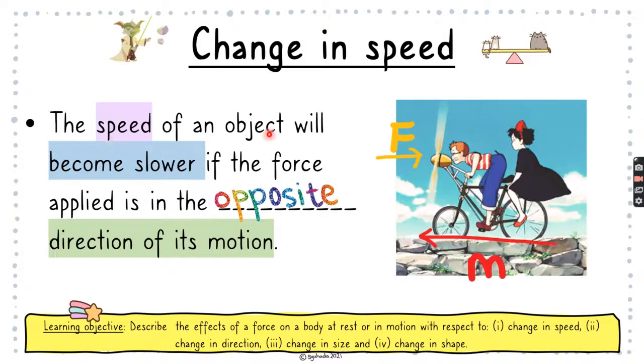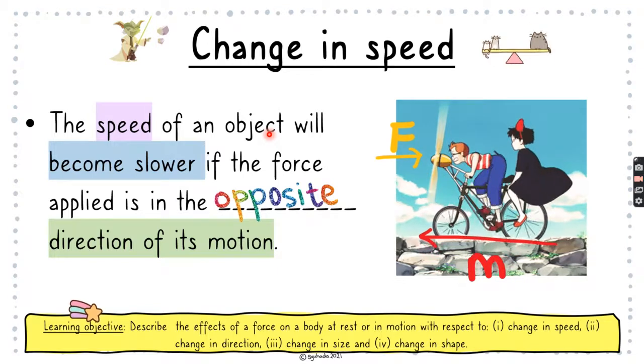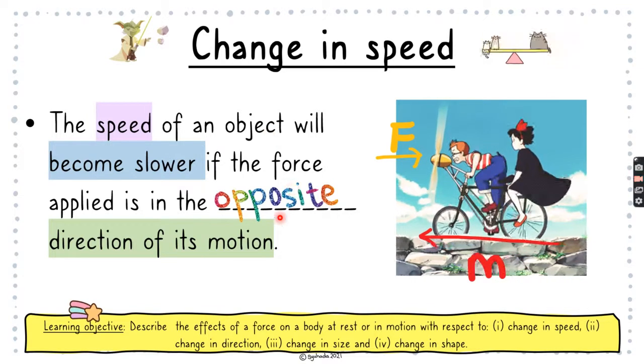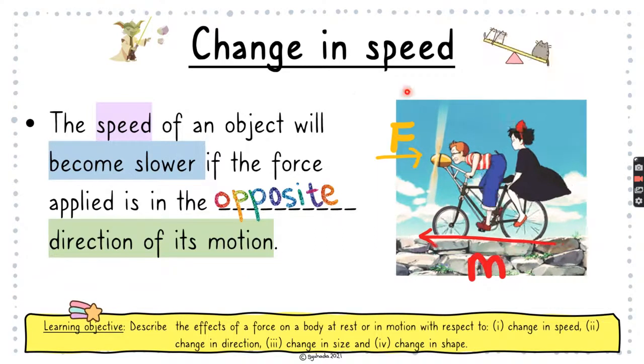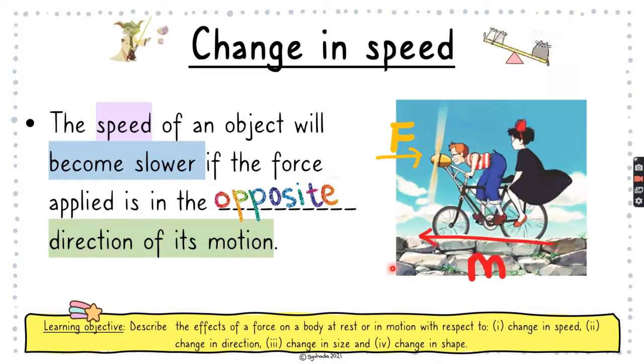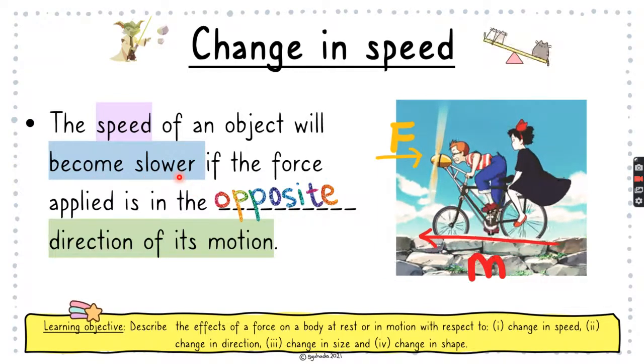So when you have an object and you have a force moving in opposite direction of its motion, then you're going to get a decrease in speed, aka becoming slower.